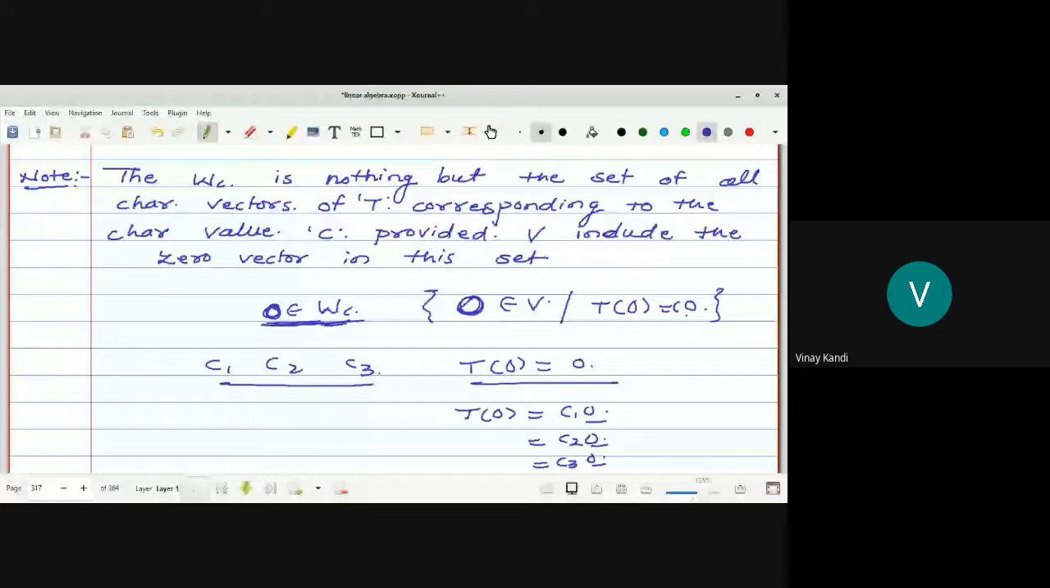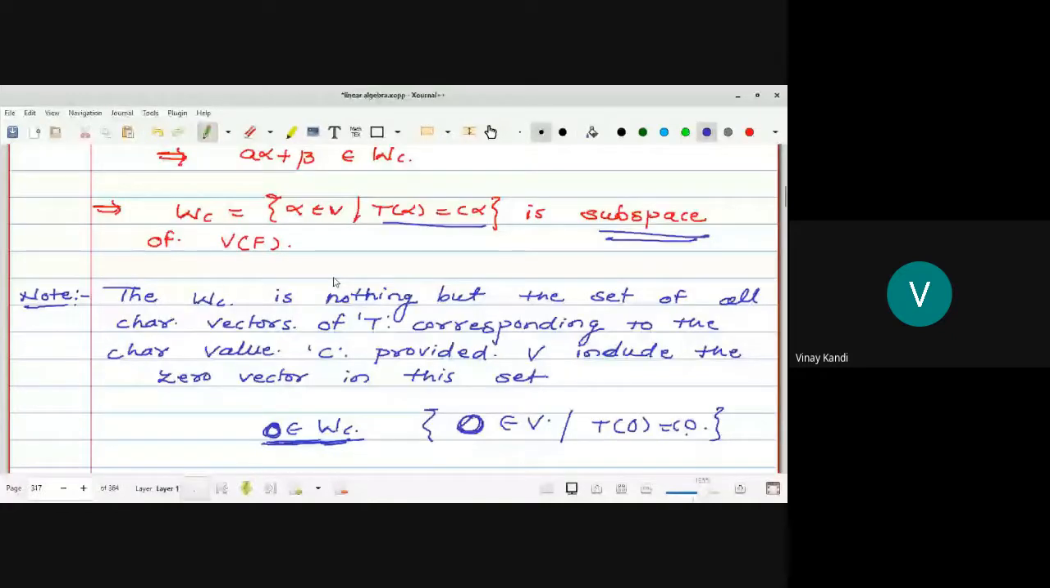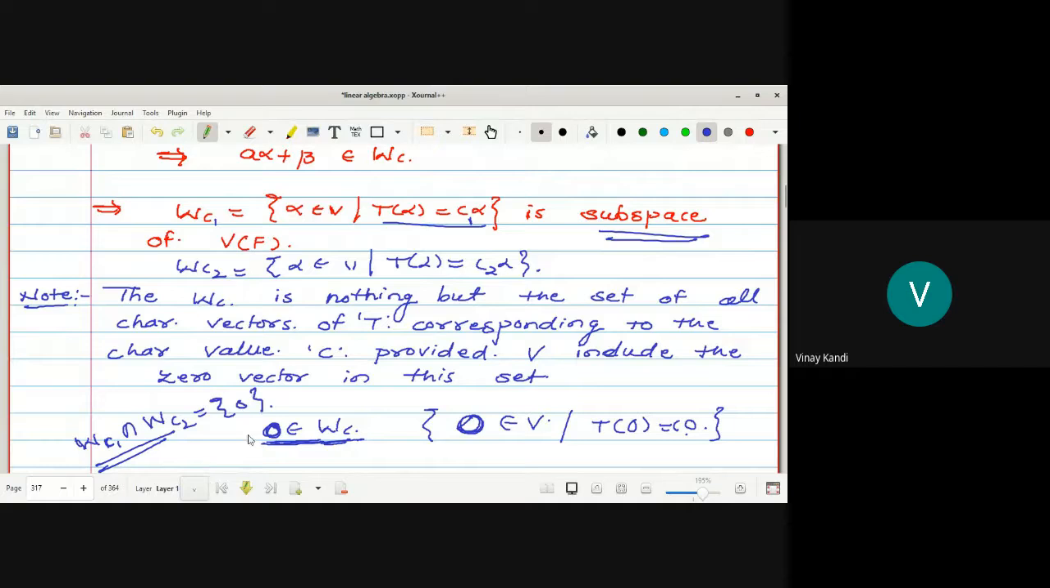Suppose this is my set W_C1. And what will W_C2 be? Corresponding alpha belongs to V such that T of alpha is equal to C2 alpha. Then what will the intersection of W_C1 and W_C2 be? What is the intersection of subspaces? The intersection is the singleton zero. It will only be the zero vector. Vectors of this one will never go into that one, and vectors of that one will never go into this one.